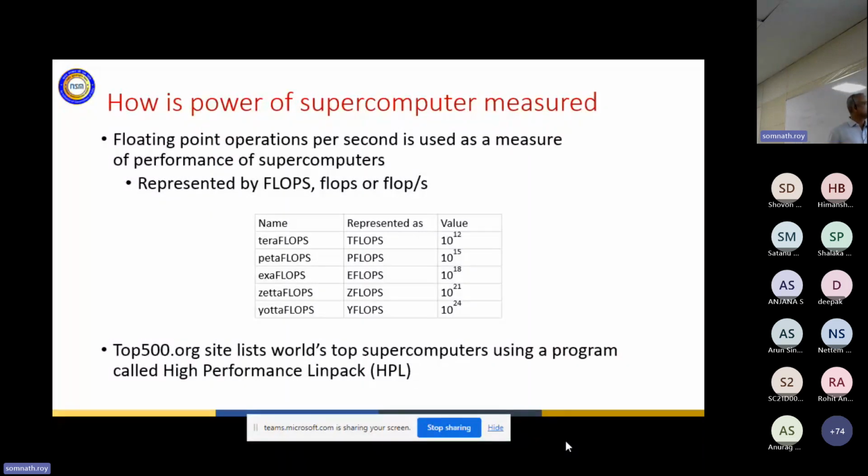These results have to be submitted. Suppose we build Param Shakti here. We will run this code and submit the results to them. Then they will see whether it fits in the top 500 and include it. That is the way to use it.